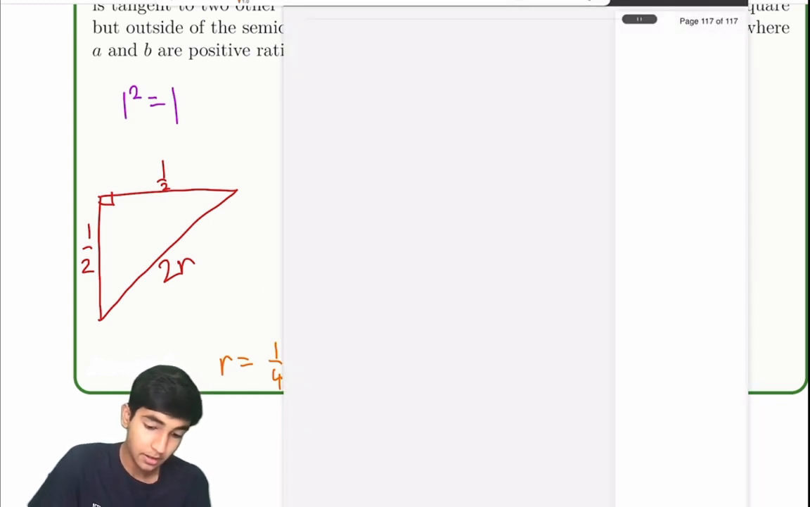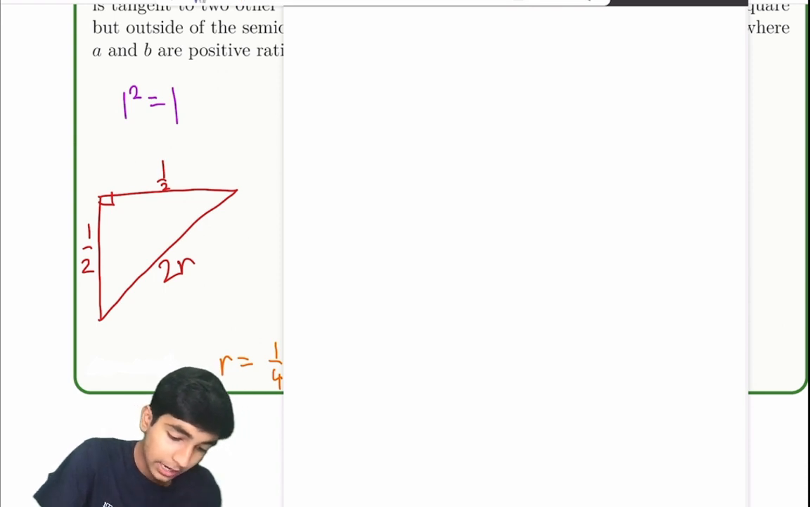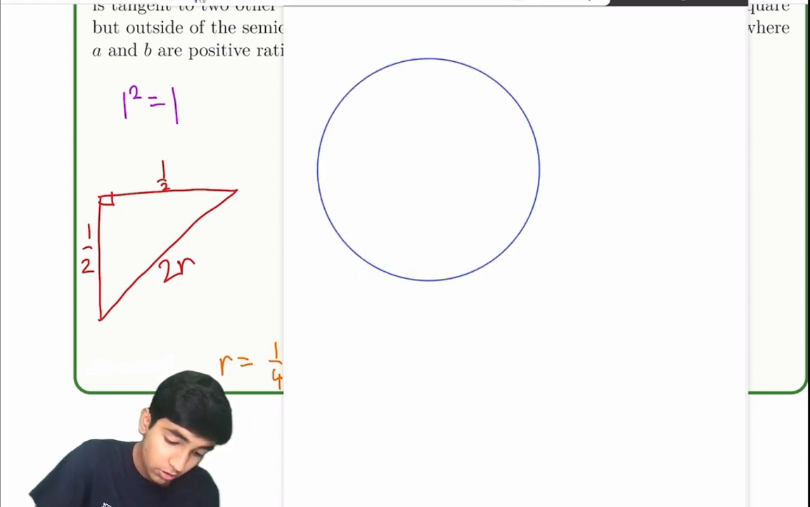Okay. So let's actually explore another example. It's not listed here, but it's a cool little trick. So imagine we have two circles here.